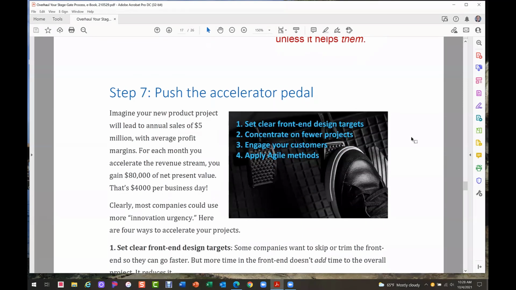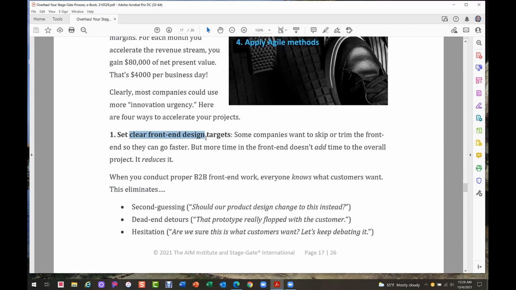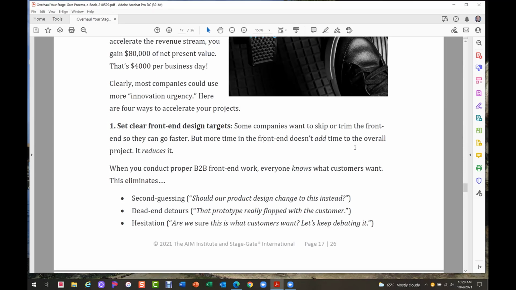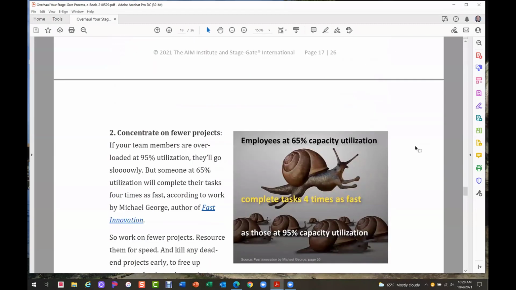Number 7, let's think about ways we can accelerate new product development. I think you guys have probably heard me say this before. If you have a new product that launches, $5 million sales, average profit margin, the value of launching 1 month earlier is $8,000 net present value. So we know that when you have really clear targets as you enter the development stage, like a blueprinting market case, you get rid of second guessing, dead end detours, hesitation, and all that.